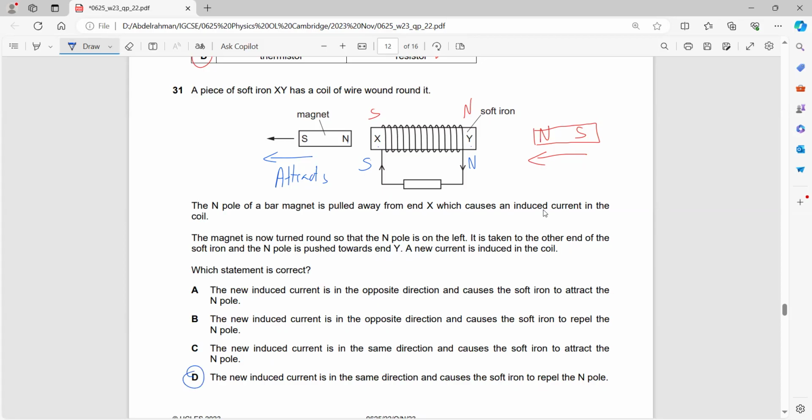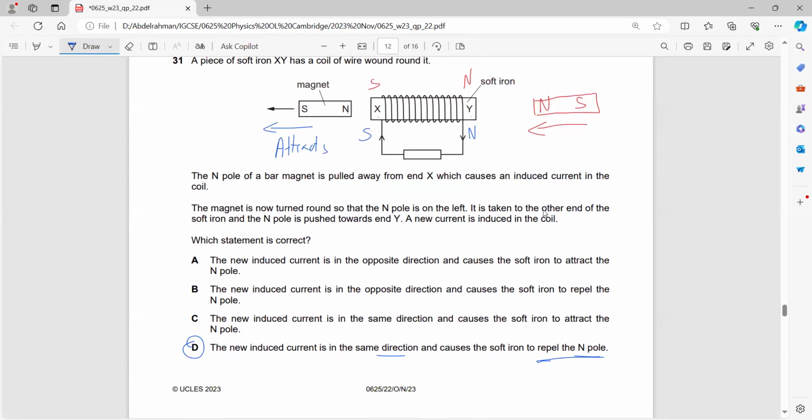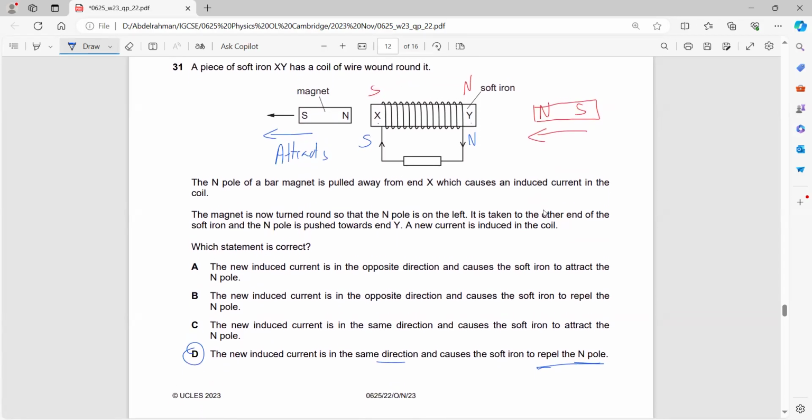Why? Because the new induced current would be in the same direction. Because the north pole will repel. The north pole is repelling while moving towards the coil. Okay.